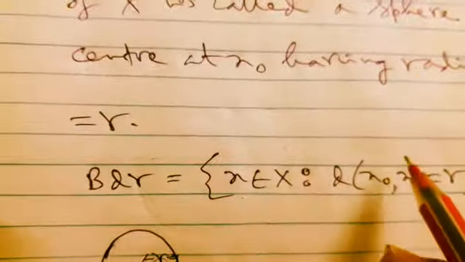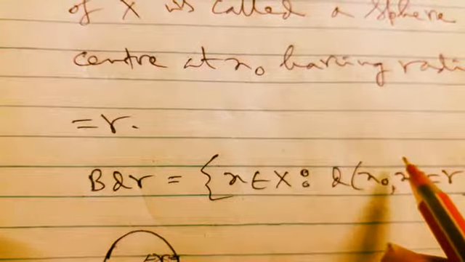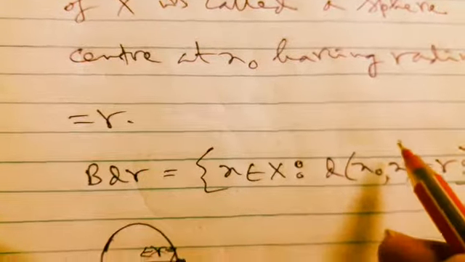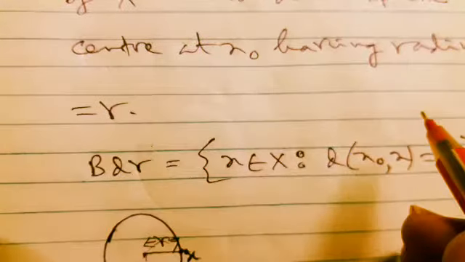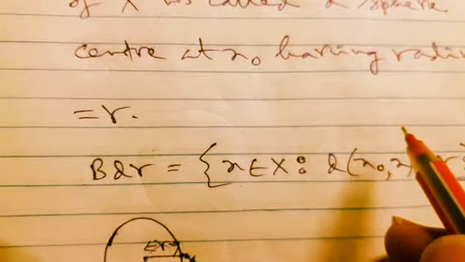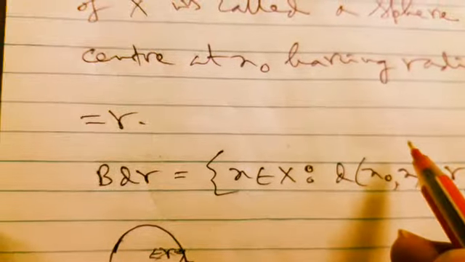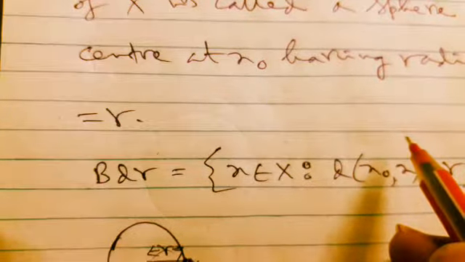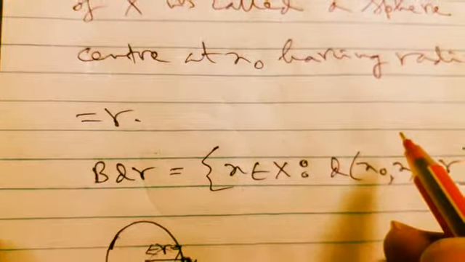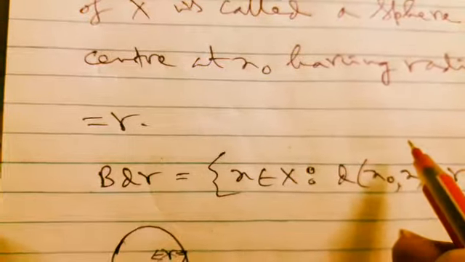So in this way we describe the idea of the open ball and closed ball in metric spaces. It is very useful for the study of metric spaces. In many cases we use these ideas. We end our discussion here.